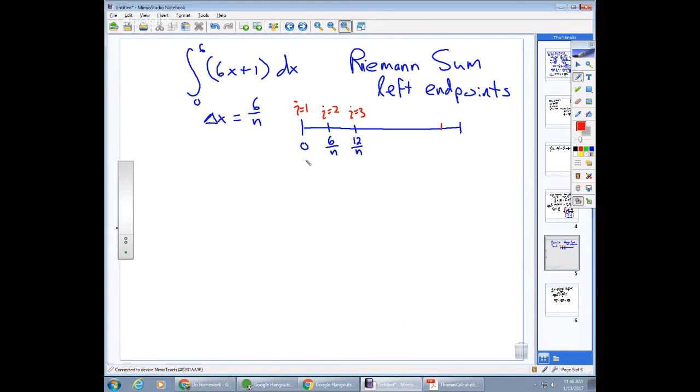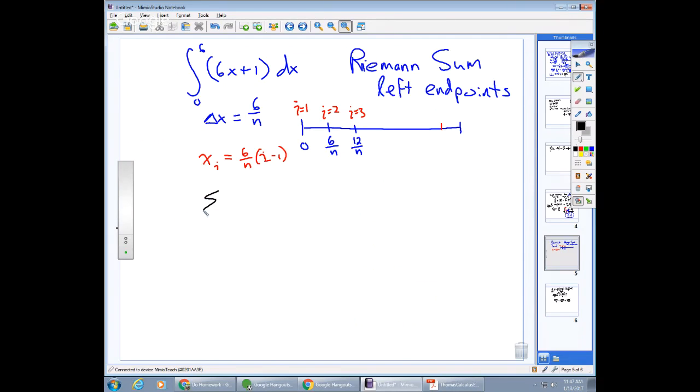So we have to offset our i's, because notice here, this is 0 times 6 over n, this is 1 times 6 over n, this is 2 times 6 over n. So it turns out my x sub i's are going to look like this. They're going to be 6 over n times i minus 1. And just to double check that, when i equals 3, I want to multiply that 6 by a 2. 3 minus 1 is 2. So that's what I mentioned before. Usually right-hand endpoints are easier because you don't have to fiddle with stuff as much. That's why I use them, but left endpoints will work just fine.